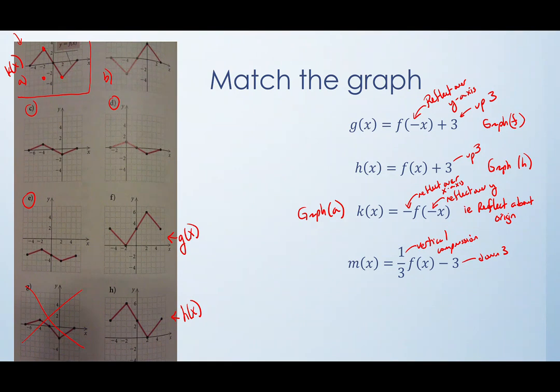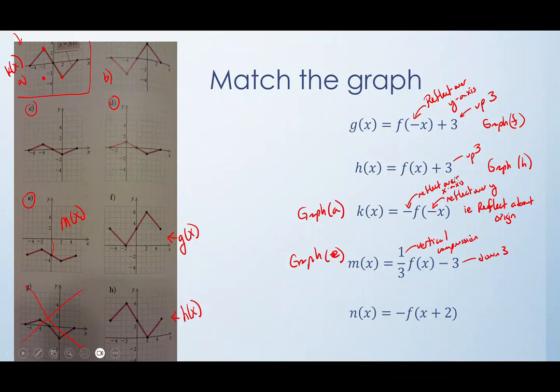We've got C, D, and E, which have vertical compressions, as the only options. C and D have been horizontally shifted, but not vertically. E has been vertically shifted down 3. So this must be our m of x. So this is graph E. And then I think we have one more.